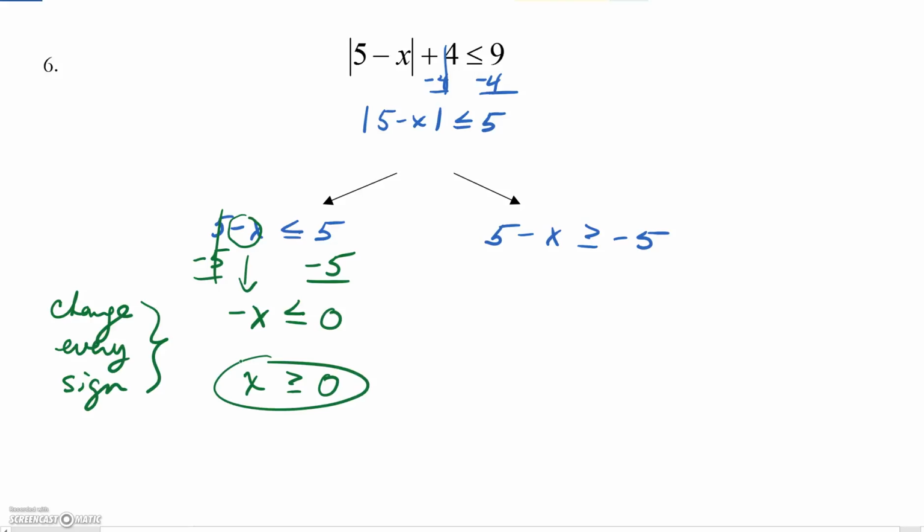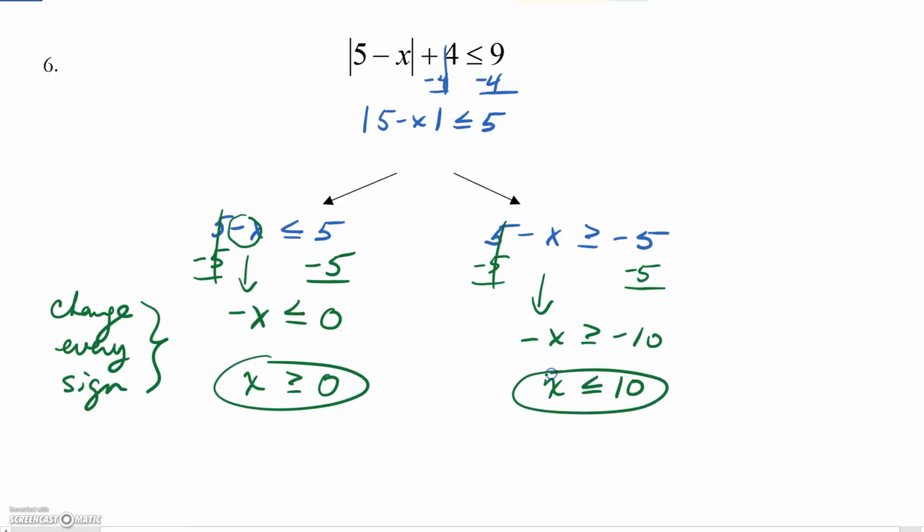We're going to do a similar thing over here. We're going to take 5 from each side, and that leaves us with a negative x greater than or equal to negative 5 minus 5, which is negative 10. Again, we have to change every sign, so this goes to x from negative x, less than or equal to, and negative 10 goes to 10. So we switched every sign, because of that minus sign there, we had to do that.